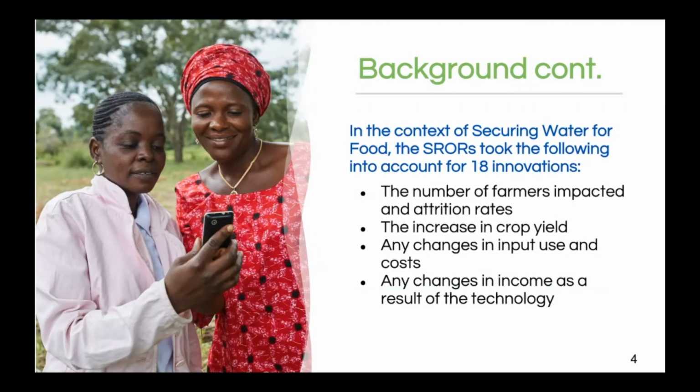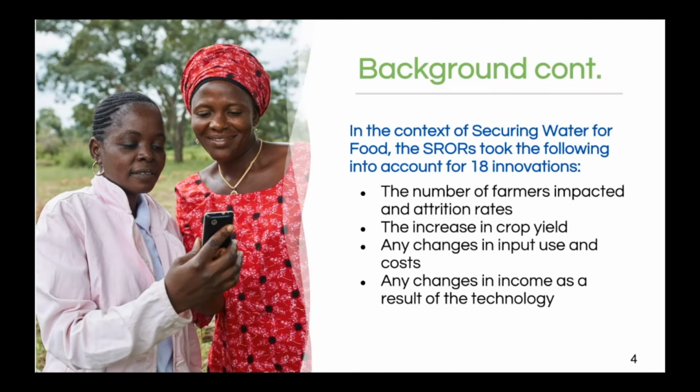For our social rate of returns, we took into account about 4 major things that affected our measurement of the social benefit. The first was the number of farmers and how many of them managed to keep using the technology. Then their increase in crop yield as a result of the technology, and their changes in input use and costs, and any changes they had in their income as a direct result of the technology.